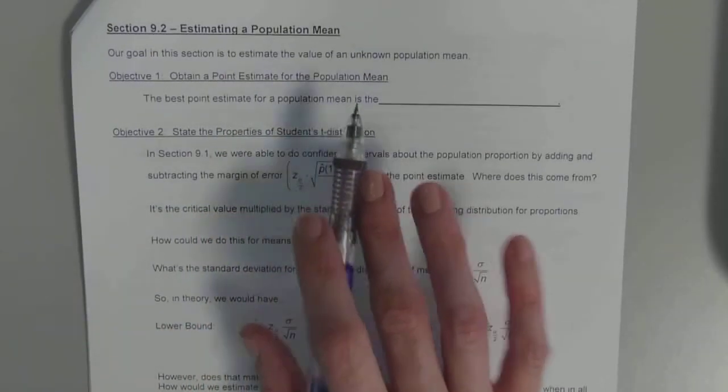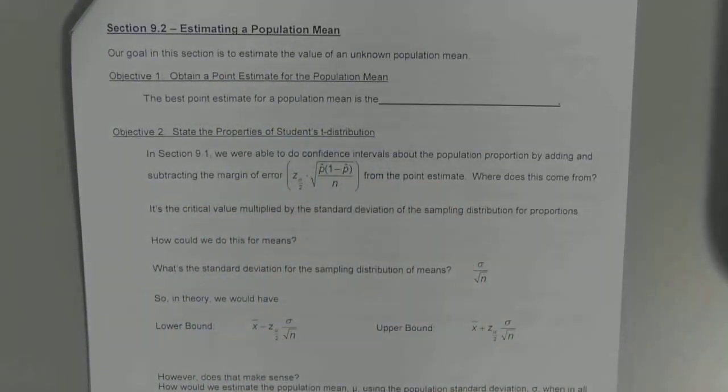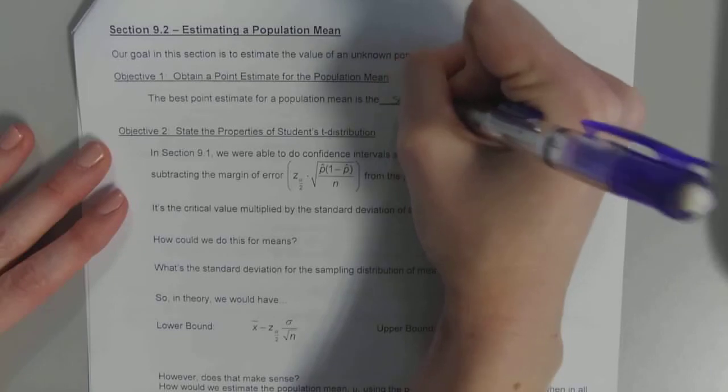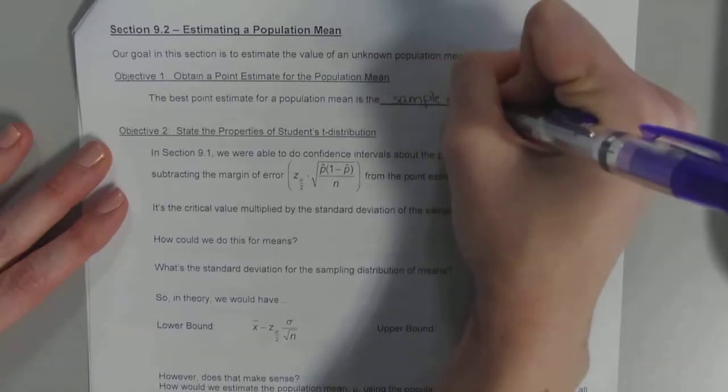And this is where it kind of trips up people, and it shouldn't. If you don't know the population mean, what's the next best thing? If you can't ask everyone, you take a sample, right? So not a population mean, but the sample mean. What's the symbol for sample mean? You got it.